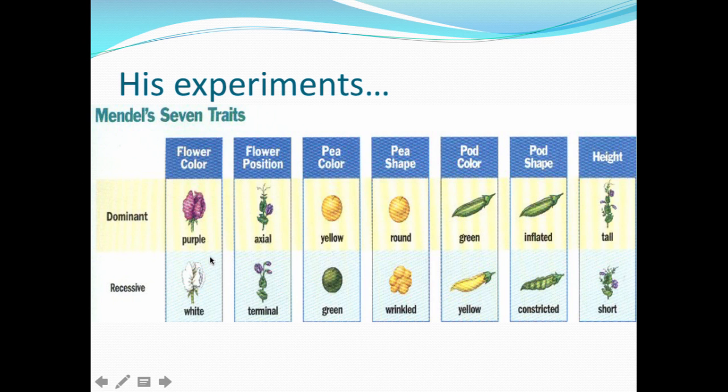The color of the flowers, the positioning of them, the pea color, the pea shape, the pod color, the pod shape, and the height of the plant. Notice he has put all the dominant ones on top. So purple is dominant to white. Axil, which is along the side, is dominant to terminal, which is across the top. Yellow is dominant to green. Round is dominant to wrinkled. Green is dominant to yellow. Inflated is dominant to constricted. And tall is dominant to short.